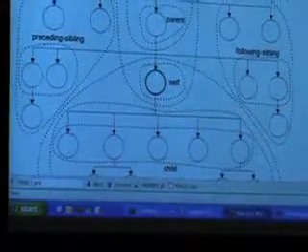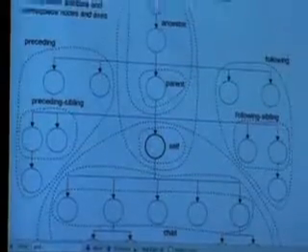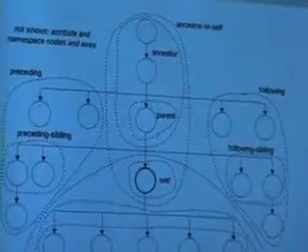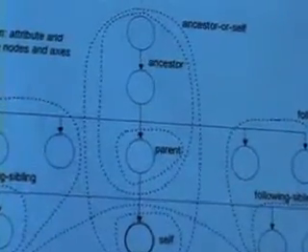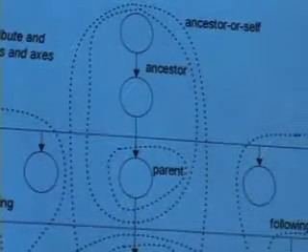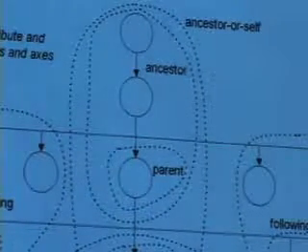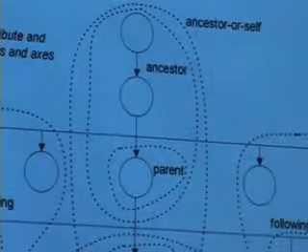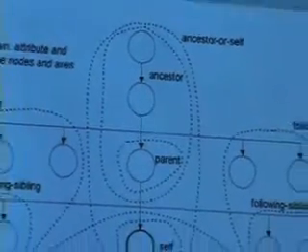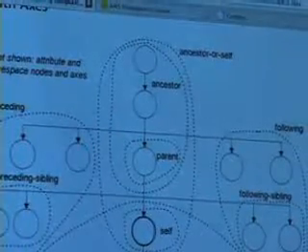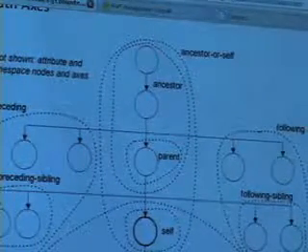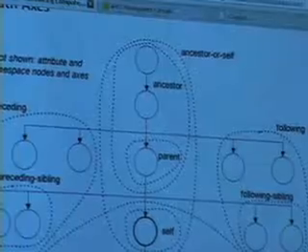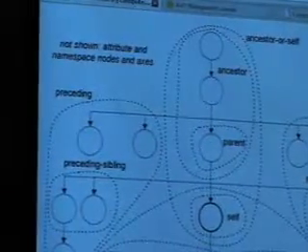Axes that look up, so we have a parent. Okay, so there's a parent axis. There's an ancestor axis, so that would cover not just our parent, but our parent's parent and our parent's parent's parent, et cetera, et cetera. And then there's also ancestor or self, which would include all of our ancestors plus us.